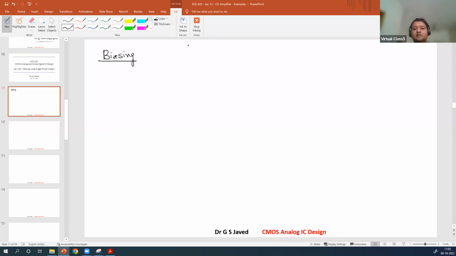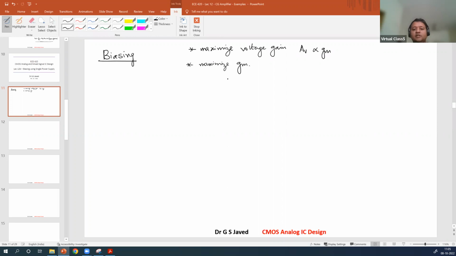So in biasing, you will maximize the voltage gain. This is one of the main aims that you will work with. So that means your AV is going to be directly proportional to GM. Second is maximize the transconductance GM.